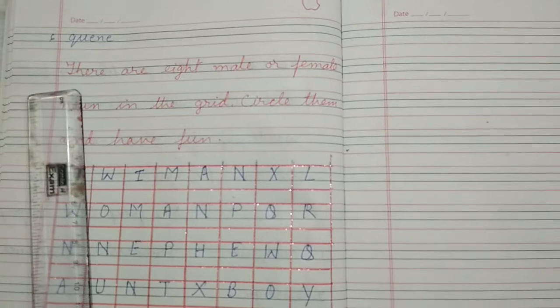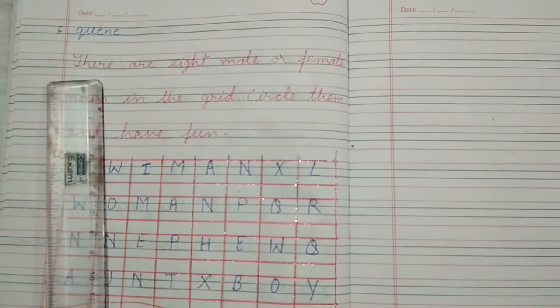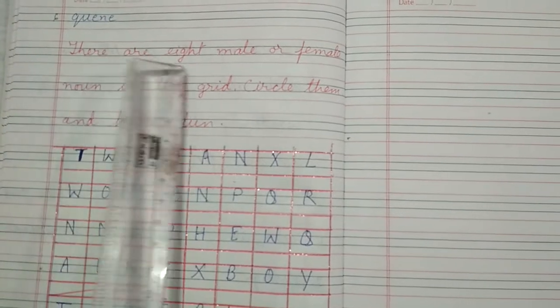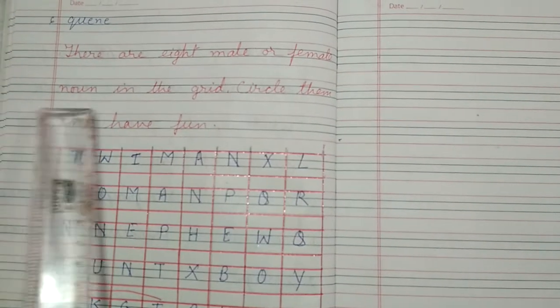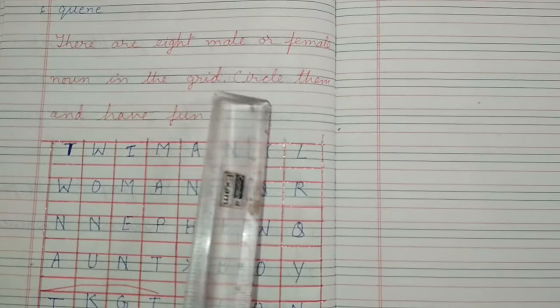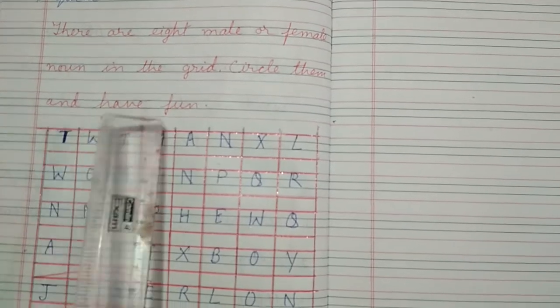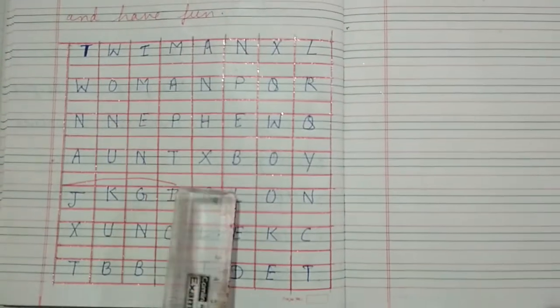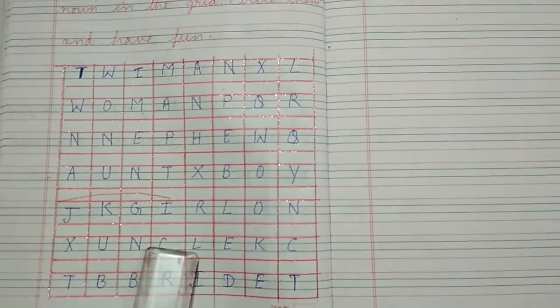Now there is one more activity for you, that is a homework for you, and that's a very fun thing to do. Okay, there are 8 male or female nouns in the grid. Circle them and have fun. Now you have to find out 8 animals. Okay, male and female are given here. You have to circle them.